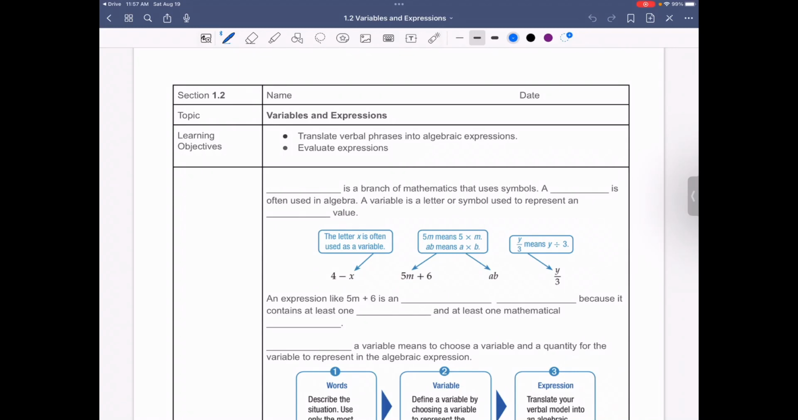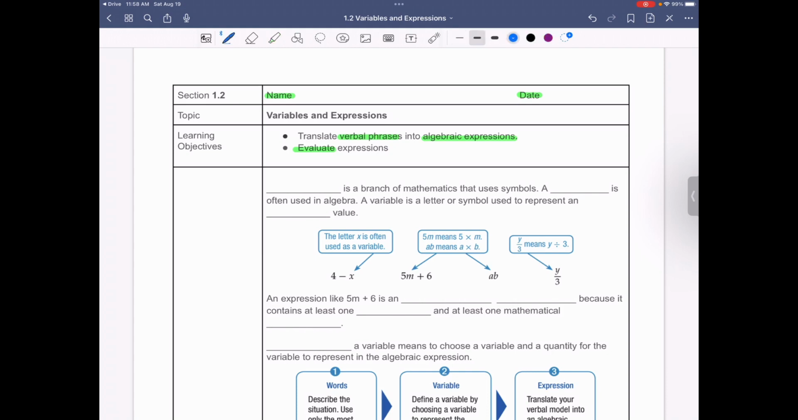Hello, pre-algebra students. This is section 1.2, variables and expressions. As always, please put your name and date on your paper so that you can keep your notes organized. And our topic today is variables and expressions. Our learning objectives are to translate verbal phrases into algebraic expressions and to evaluate expressions.